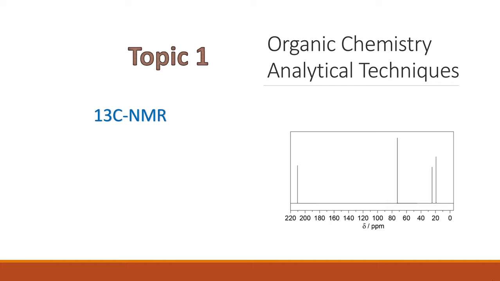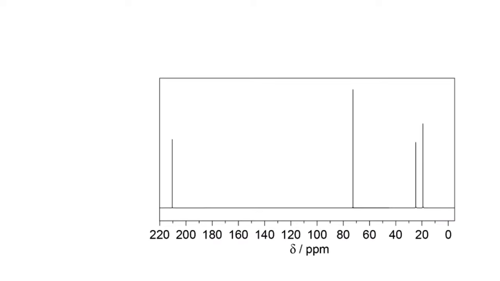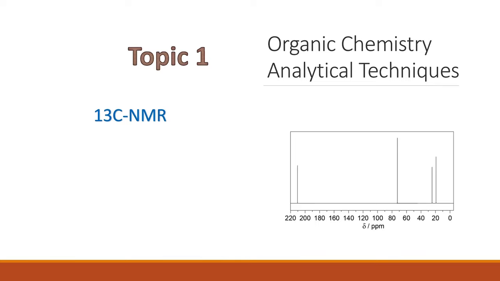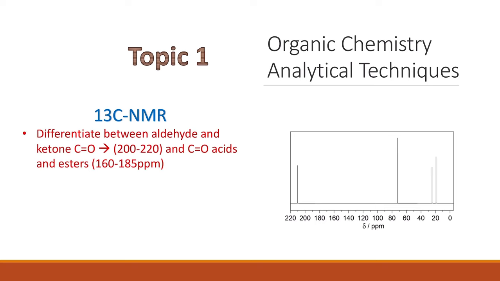Carbon-13 NMR: when you look at the spectrum of carbon-13, the first thing you can identify is the number of chemically non-equivalent carbons. So here, in this spectrum, you have 4 different chemically non-equivalent carbons. You can also easily differentiate between aldehydes and ketones by looking at the different peaks. Usually the carbonyl carbon comes in the higher range, between 200 and 220 parts per million, while the carbonyl group from acids and esters comes a little bit to the right, between 160 and 185.